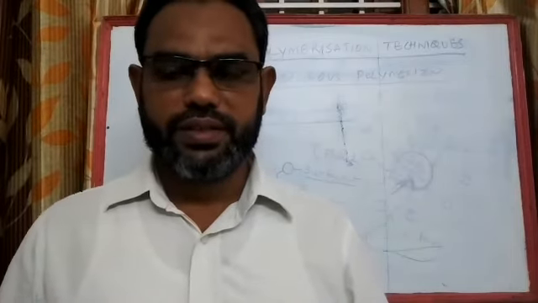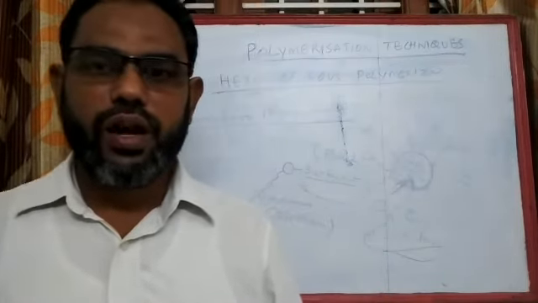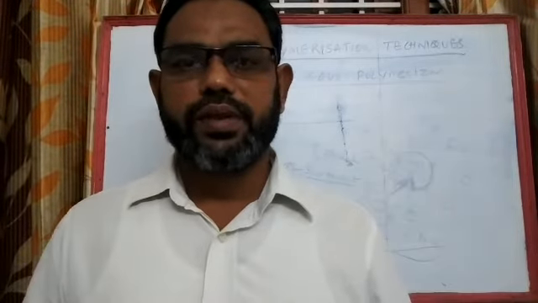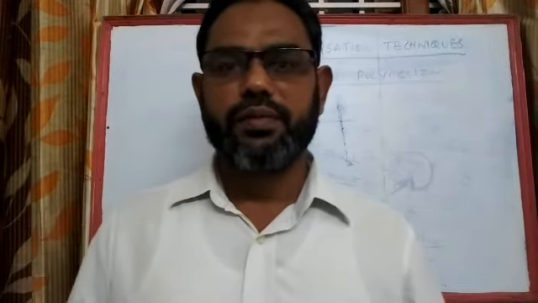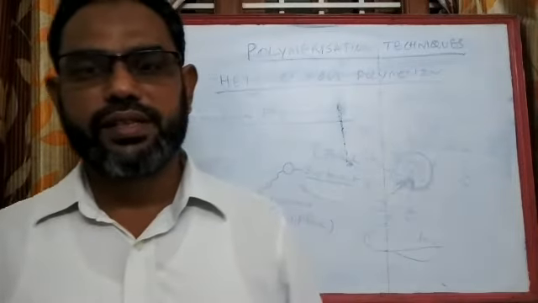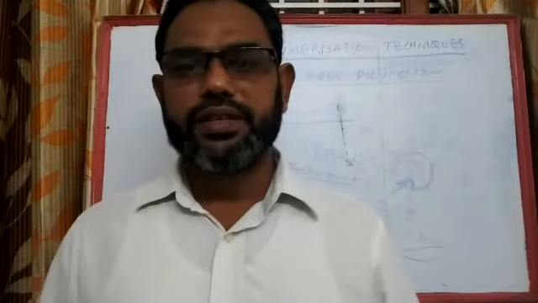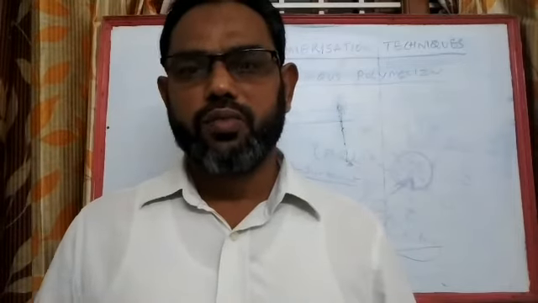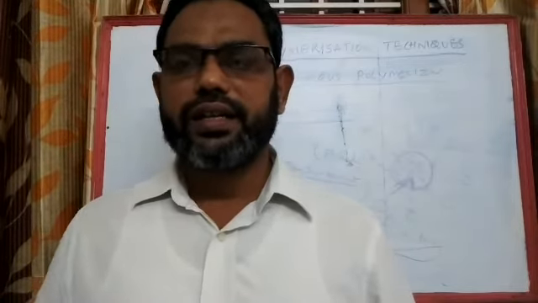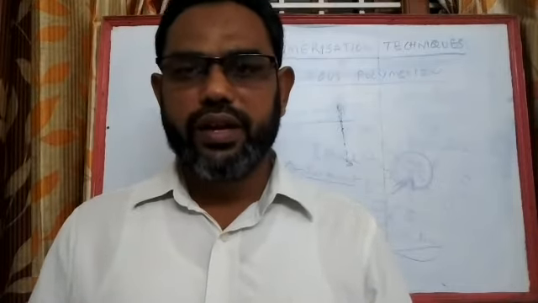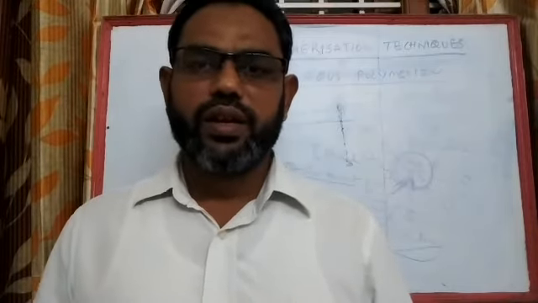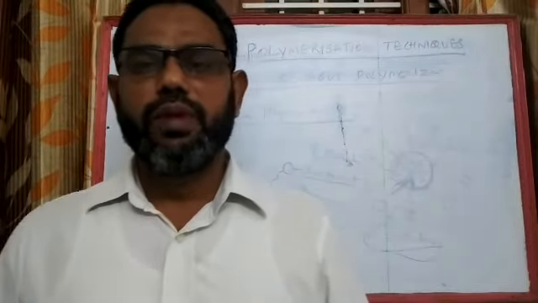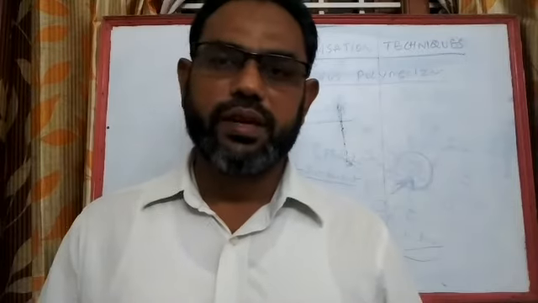So I hope you have understood the two types of polymerization. One is homogeneous polymerization, another is heterogeneous polymerization. In homogeneous polymerization, the monomer and the solvent medium, or the monomer, initiator and chain transfer agent, are made into one single phase. Homogeneous polymerization is classified into bulk polymerization and solution polymerization.